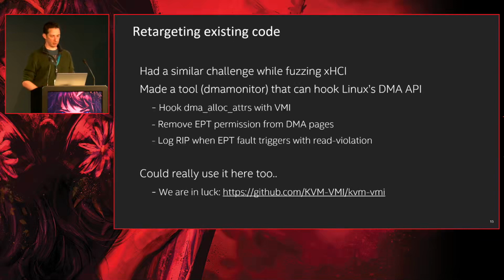So we built this tool called DMA Monitor, which can actually hook the DMA API of the guest kernel that's running within the VM, and remove the EPT permissions for the pages that are going to be used for DMA, so that when the guest is fetching data from pages that are accessible to the potential attacker, we can log the instruction pointer of the code that fetches data, and that's the entry point to the kernel when it's receiving untrusted data. So those are the locations where we want to start reviewing the code and potentially fuzzing from.